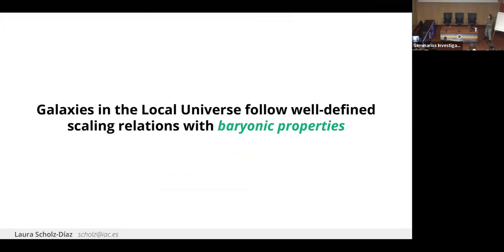So what I wanted to show you with all these different plots and figures was that if we look at galaxies in the nearby universe, we tend to see that they follow well-defined scaling relations with baryonic properties. So in this sense, if we know the stellar mass of a galaxy, we kind of already know which properties this galaxy will have.